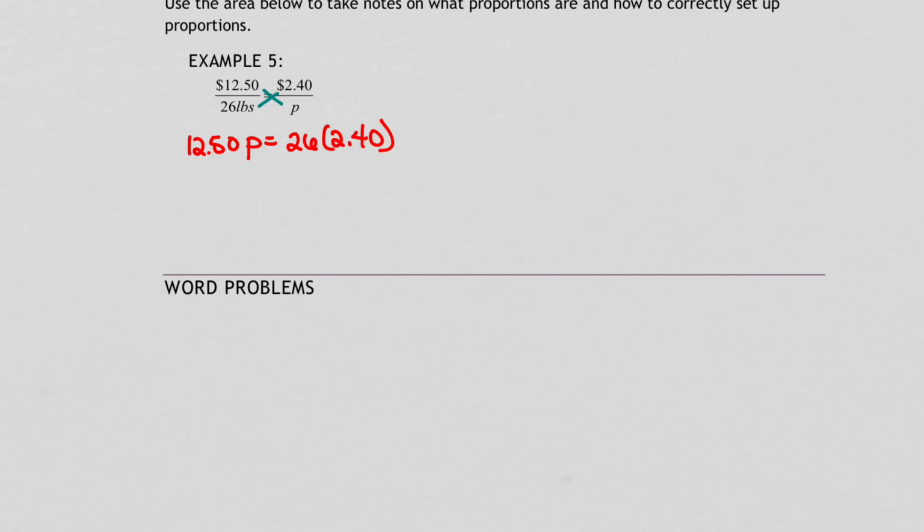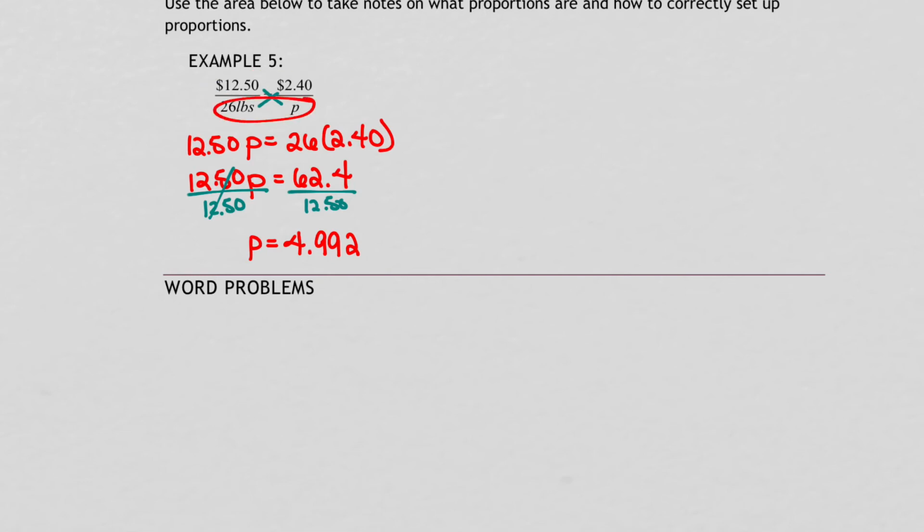Oops. I'll multiply first. 26 times 240 is 6240. And we'll divide both sides by 12.50. So P is 499.2. Does it tell us how much to round? No. And since the top was in dollars and the bottom on the left is in pounds, then the bottom of the right must be pounds also. Don't forget your units.